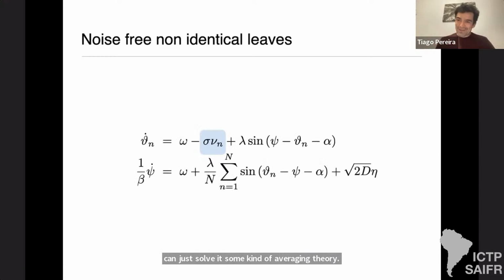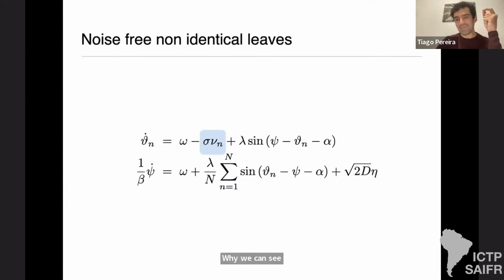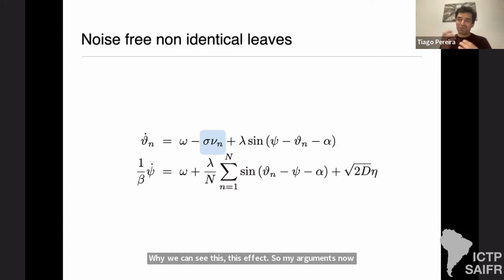But I don't want to bother with the details. I want to give you one idea why we can see this effect. So my argument now will not be sharp. It's not super correct, but it will give you the flavor of why you should expect passage through resonance.